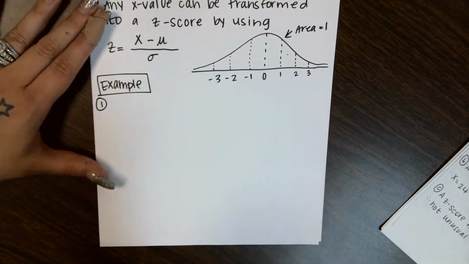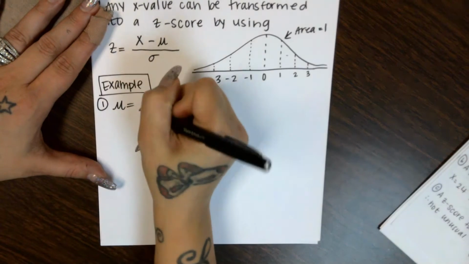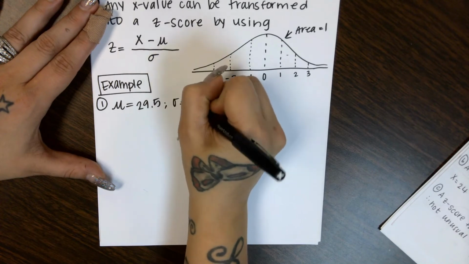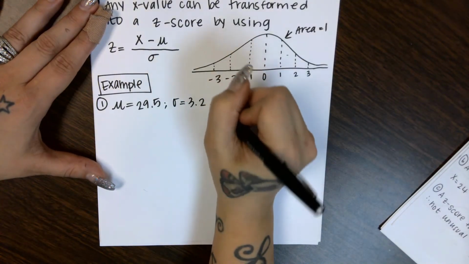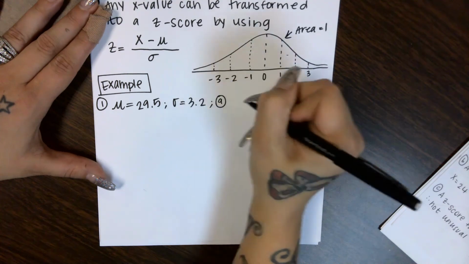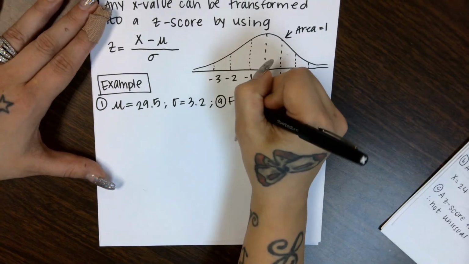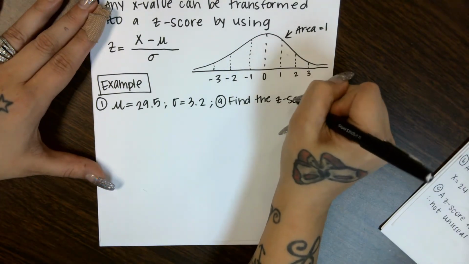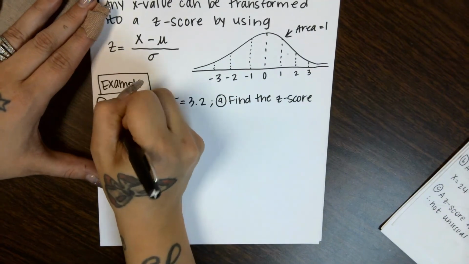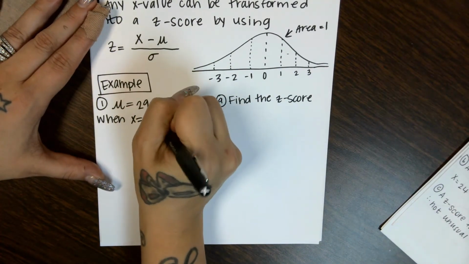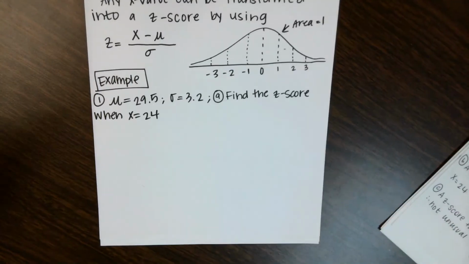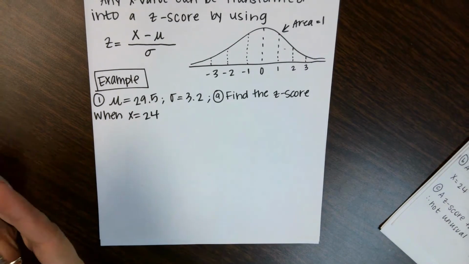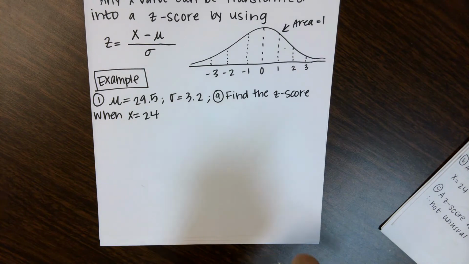So the mean is equal to 29.5. I have a standard deviation of 3.2. And for part A, I'm going to find the z-score when x equals 24. Do y'all see how the z equals x minus mean divided by standard deviation? I was given every single thing I need to just plug into that little formula. So that's part A, find the z-score.